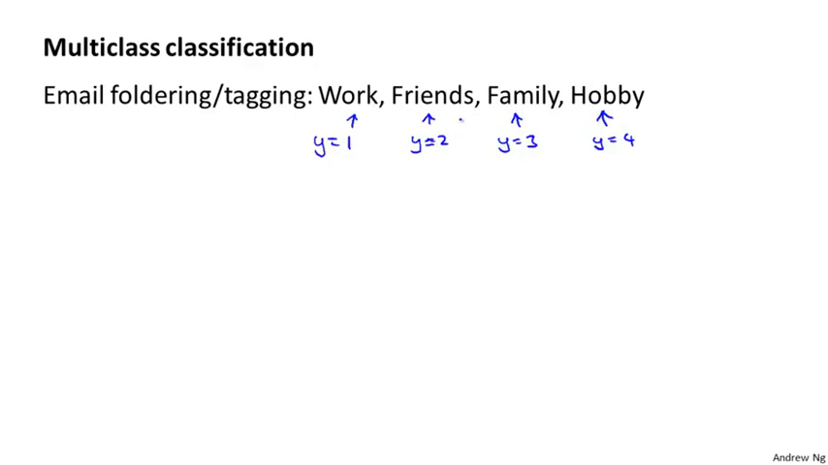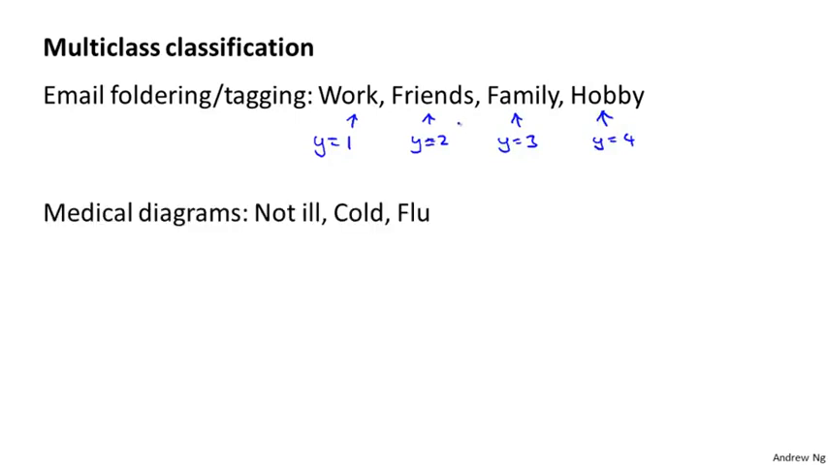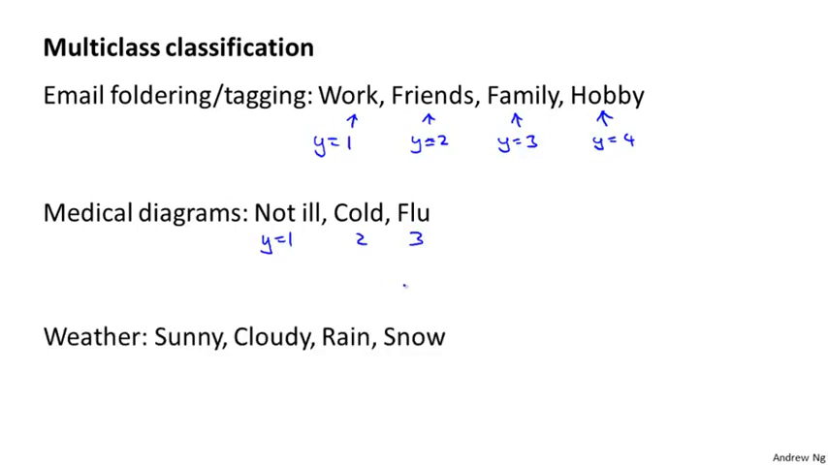And another example, for medical diagnosis, if a patient comes into your office with maybe a stuffy nose, the possible diagnoses could be that they're not ill, maybe that's y equals 1, or they have a cold, 2, or they have a flu. And a third and final example, if you are using machine learning to classify the weather, maybe you want to decide if the weather is sunny, cloudy, rainy, or if it's going to be snow. And so in all of these examples, y can take on a small number of discrete values, maybe 1 to 3, 1 to 4, and so on. And these are multi-class classification problems.